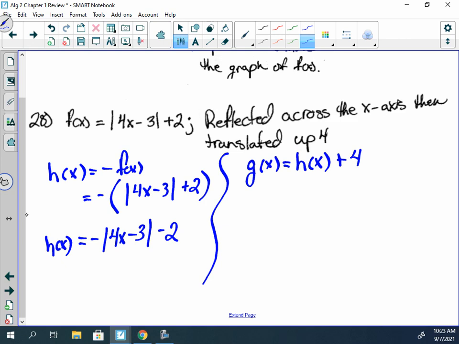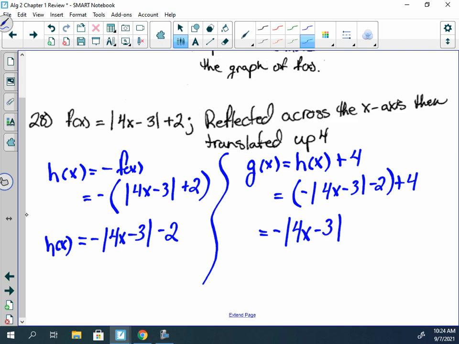And then we translate it up 4. So we're going to use our g of x equals h of x plus k. Our k is positive 4, so it's just going to be plus 4. And again, at this point here, we can plug in h of x. Well, the negative absolute value of 4x minus 3 is not going to change. But the negative 2 plus 4 is going to become what? Positive 2.